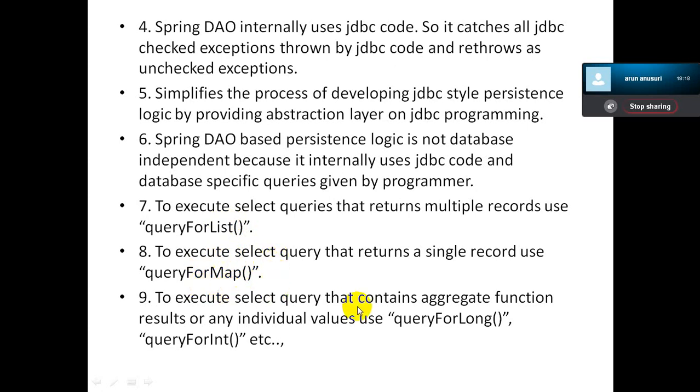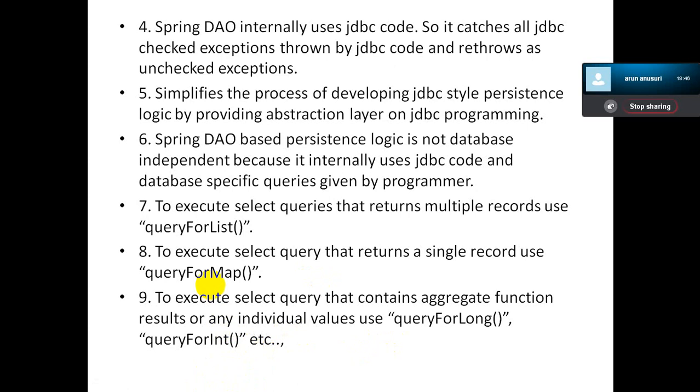To execute a select query that contains aggregate functions, I need to use queryForLong or queryForInt. Aggregate functions are like sum, count, min, max. Okay. So if I want to work with the sum, count, min and max functions, I need to use these methods, queryForLong and queryForInt, which give me individual values, right?